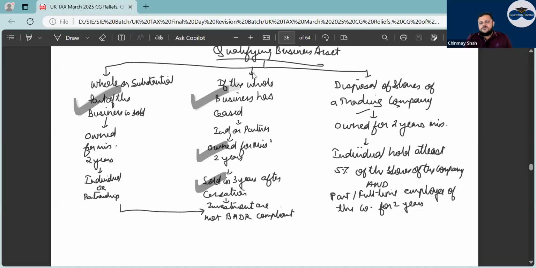So that much portion will not be allowed. And disposal of shares of a trading company owned for a minimum of 2 years, where the individual holds at least 5% of the shares of the company and is a part or full-time employee of the company for 2 years. When all 4 or 5 conditions are fulfilled, you can say that BADR is applicable.